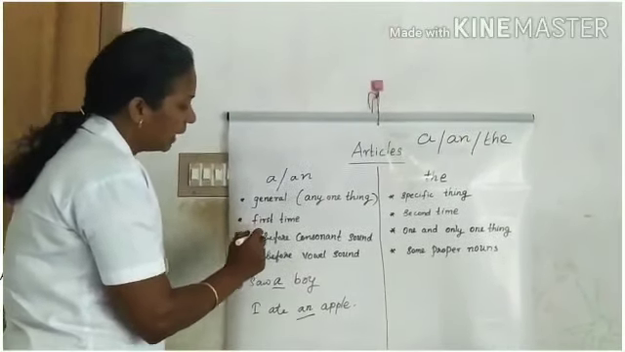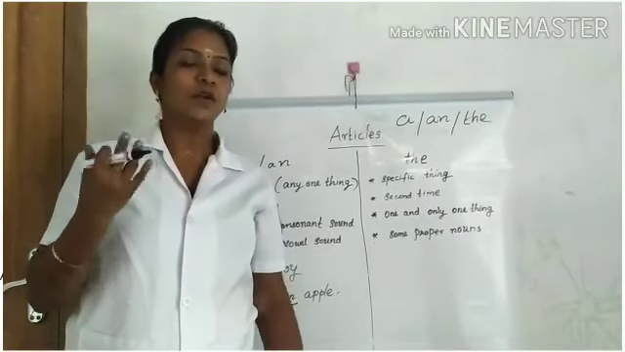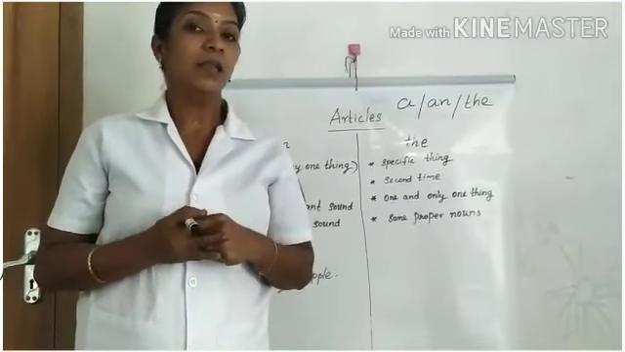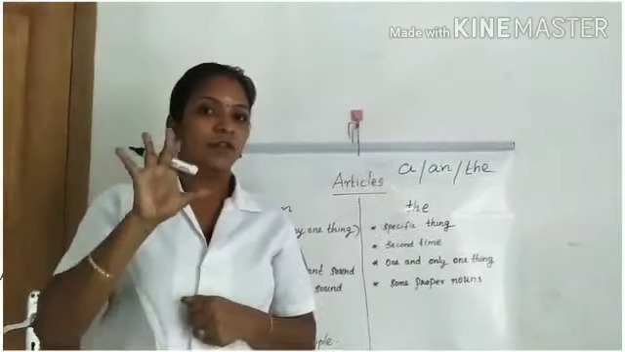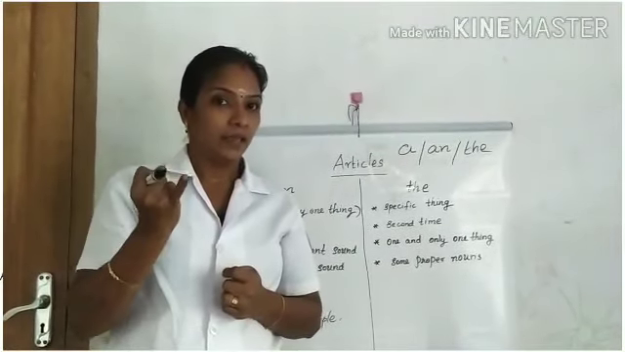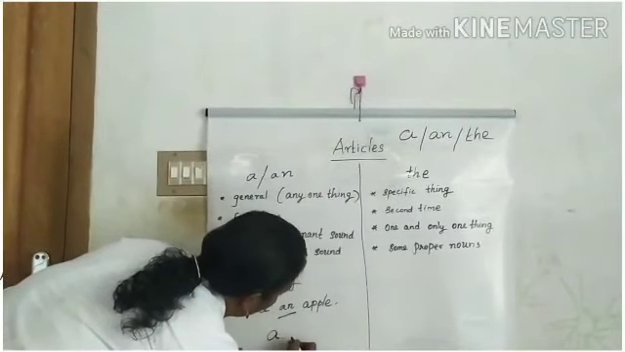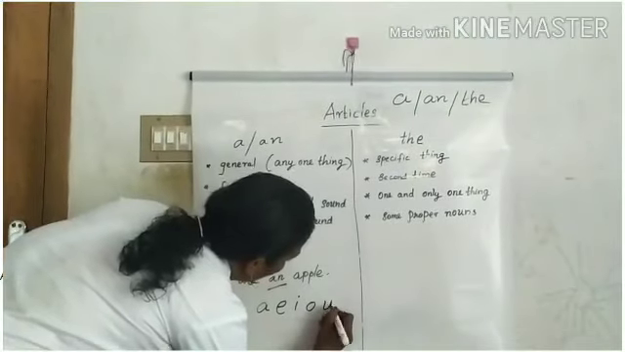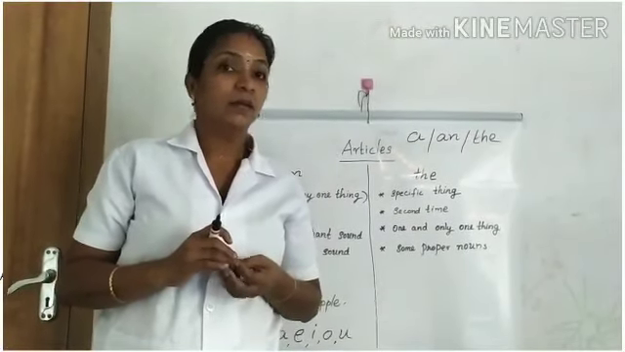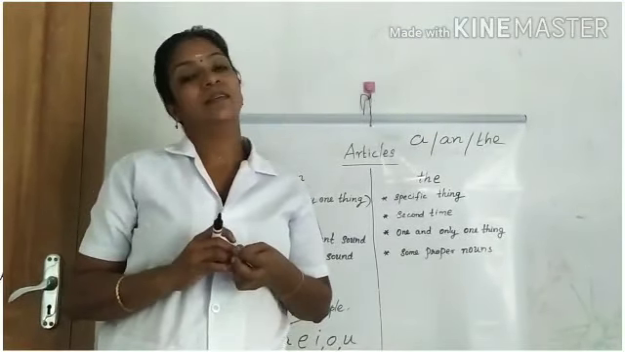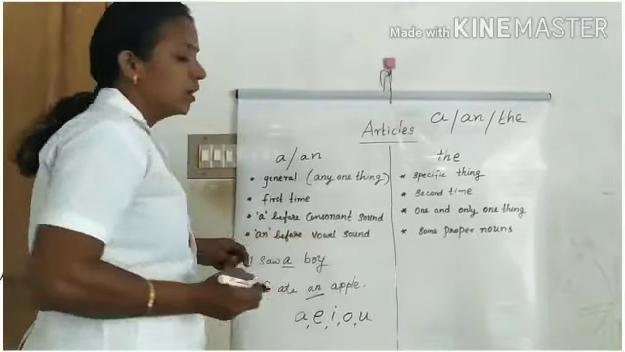Then, A is used before consonant sound. What is consonant sound? We have already learned this consonant sound and vowel sound. Can you say it? Which are the vowels? Five vowels in English. Which are they? A, E, I, O, U. And all the other letters are what? Yes, consonant sound. So, A is used before consonant sound and an is used before vowel sound.